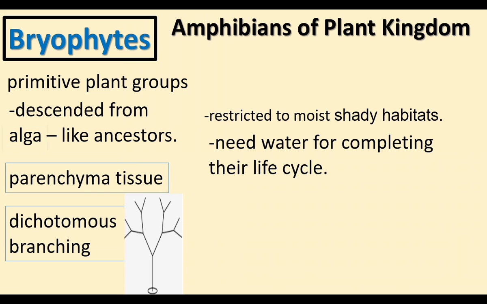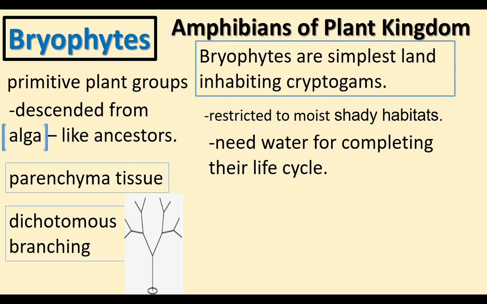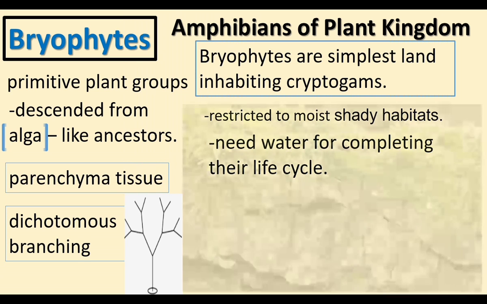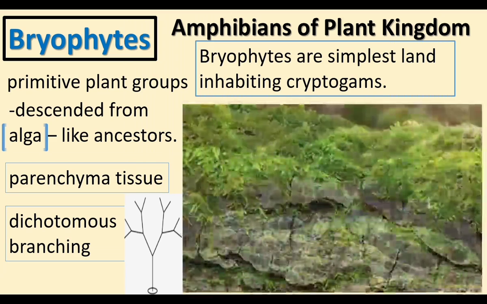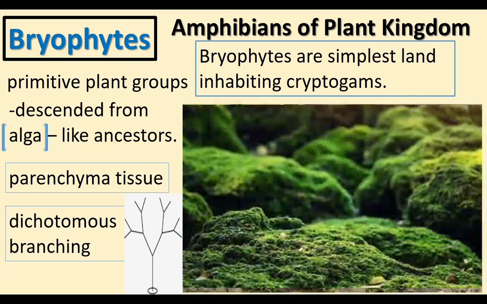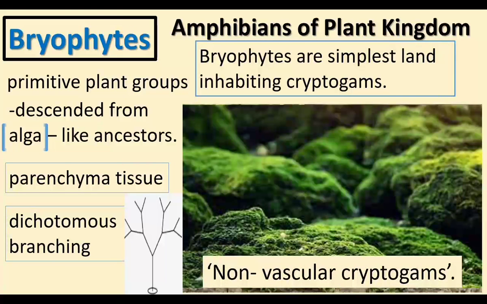Bryophytes are simple land plants. They are called cryptogams. Cryptogams are non-flowering plants. Bryophytes form a dense covering on the surfaces. They are non-vascular cryptogams. They do not have vascular tissues like xylem and phloem, so they are non-vascular cryptogams.